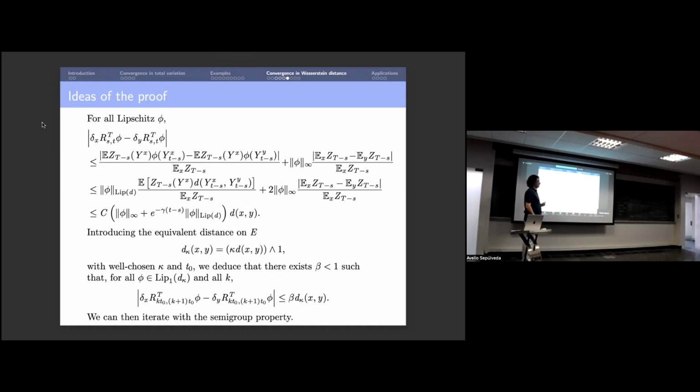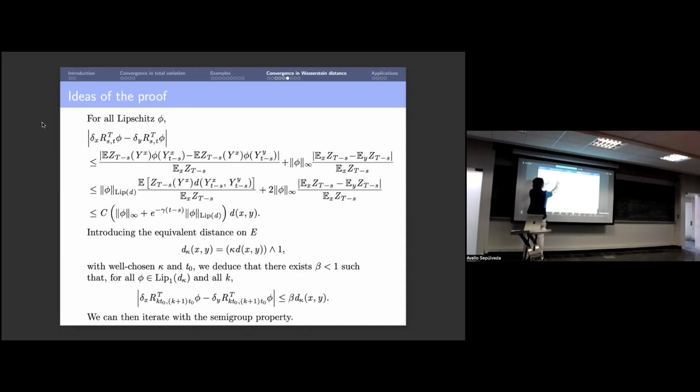Remember, I want to look at the Wasserstein distance between conditional distributions. The conditional distributions I'm going to recover by taking s equal to 0 and t equal to capital T. So this will be in the end. Now I'm just considering this semigroup R_{s,t}^T with given s and t and seeing what I can do with that. This is the first step. I would like to have estimates in Wasserstein distance between these two probability measures.